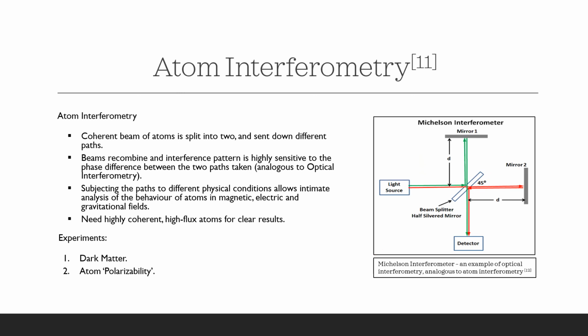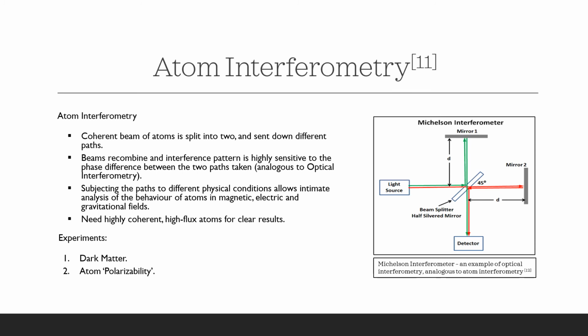The second application I'm going to discuss is atom interferometry. Here, a coherent beam of atoms, an atomic laser, is split into two and sent down different paths. When the beams recombine, we see an interference pattern, just like the Kettle group did in 1996.